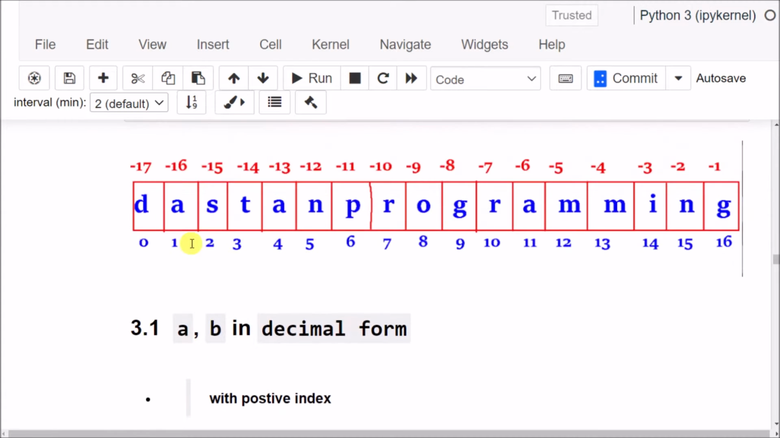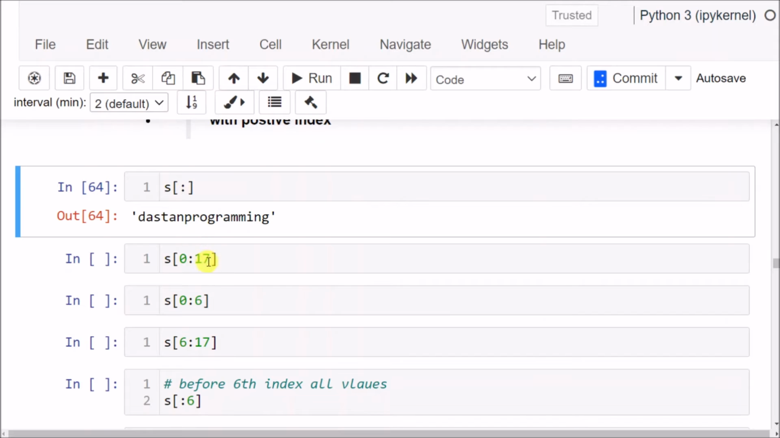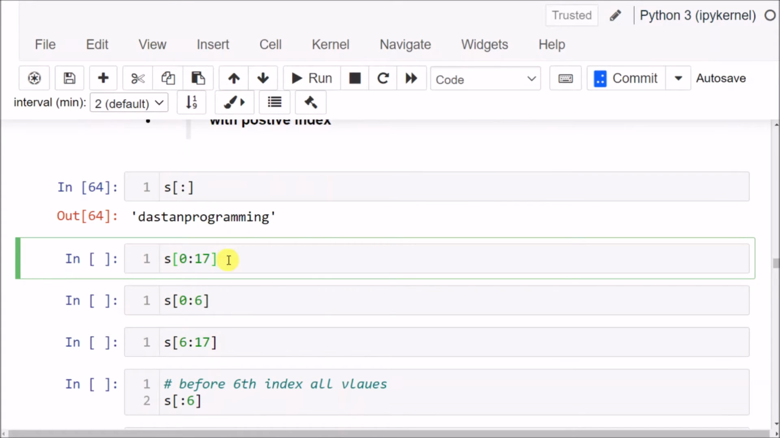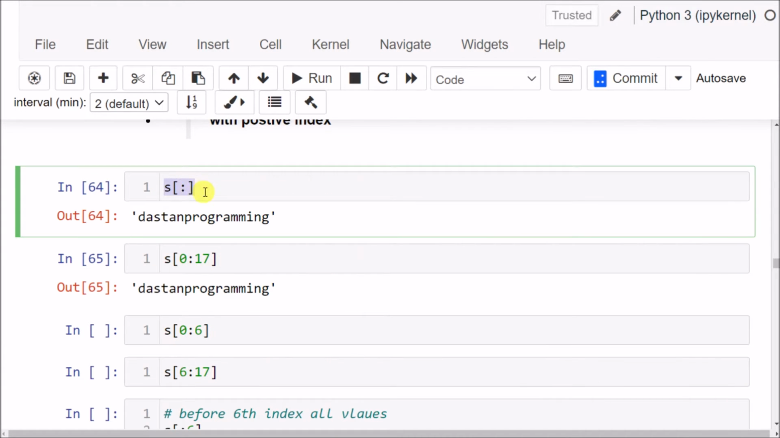Sorry, the length is 17. Length means the number of values, that is 17. So 0 to 17. Here also we can see 0 to 17 giving the same output as this one. So by default we can know that the A value is 0 and the B value is the length of the variable.